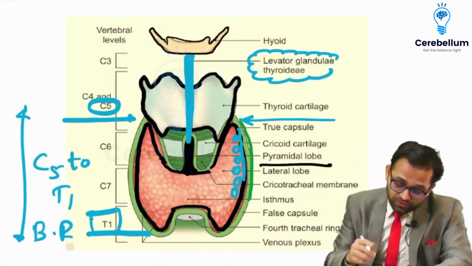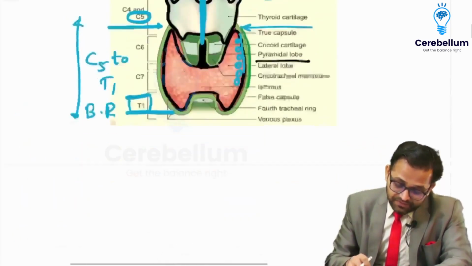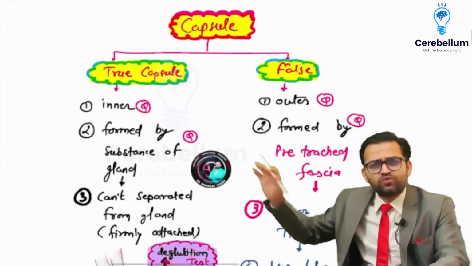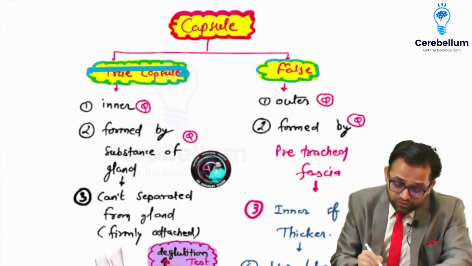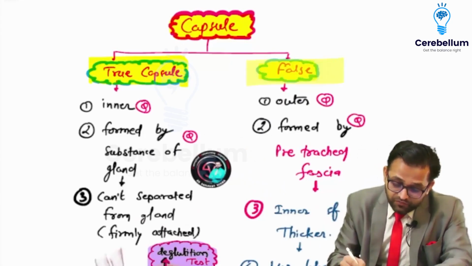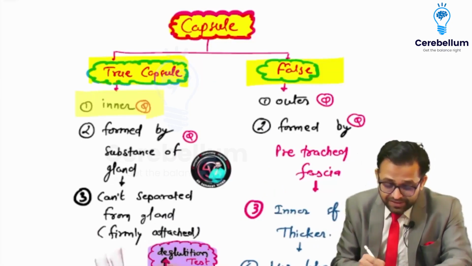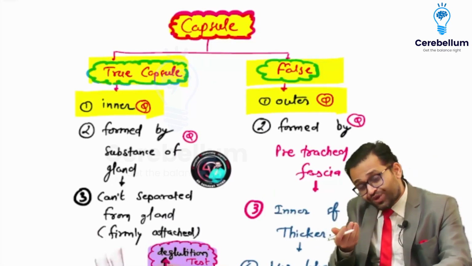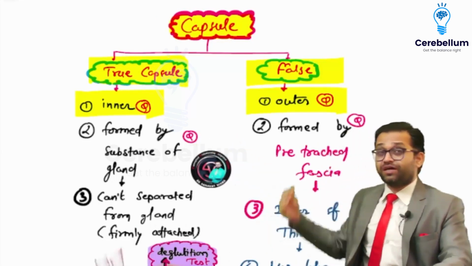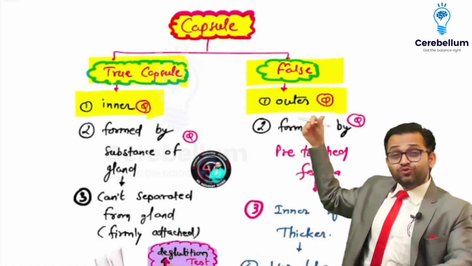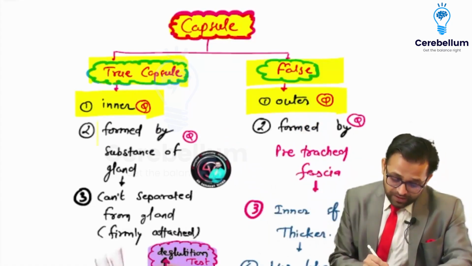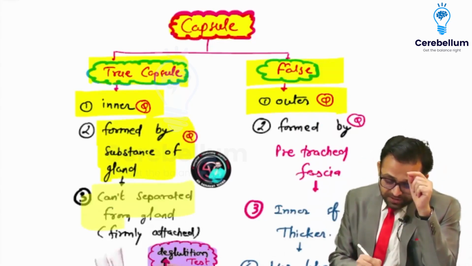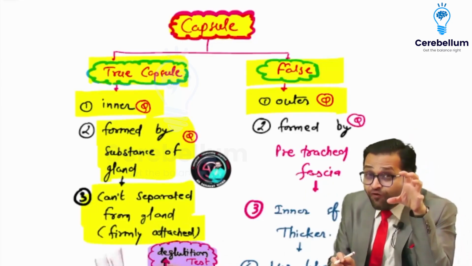You can observe that in our next image, the capsule. I told you just one note: there are two types of capsule, true capsule and false capsule. True capsule is inner, false capsule is outer. The one that is near, that is inside, is true; the one that is far is false. The true capsule is formed by the substance of the gland. That's why you cannot separate it from the gland, because it is firmly attached.